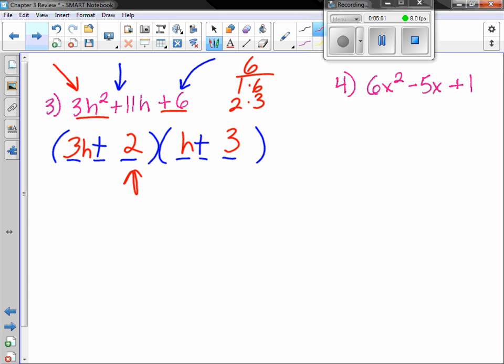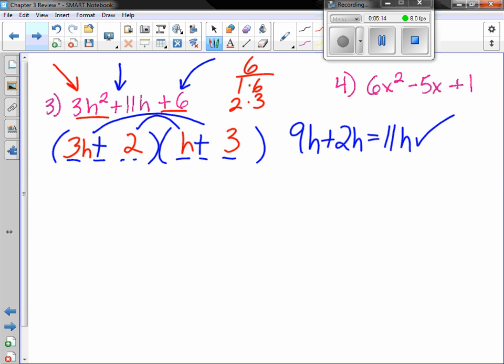So we can look and see. So we have to set it up this way. Now when we check, 3h times 3 would be 9h. 2 times h would be plus 2h, which gives us 11h, which we wanted. And that's all we have to do for this here.